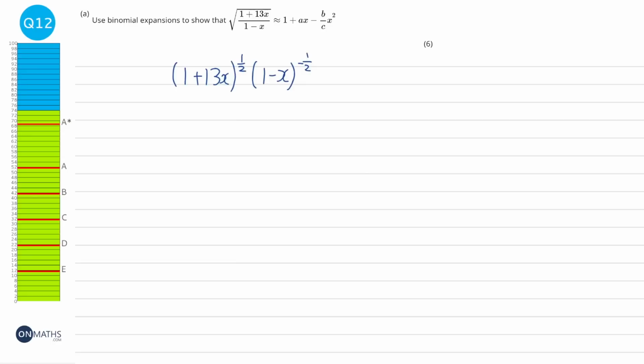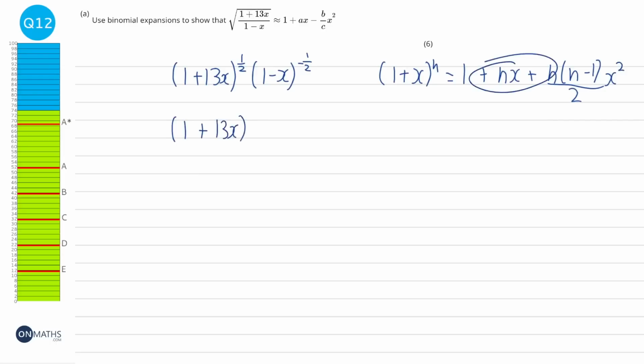And to do the binomial expansion, we just need to remember that the first term is 1, then it's n times x, and then it's n brackets n minus 1 over 2 factorial, or just 2, x squared. We don't need any more because you can see here that we only have up until x squared. So we're going to start with this first one. Now notice, instead of x, we've got 13x. So when it says x in this formula, we're going to put 13x in there.